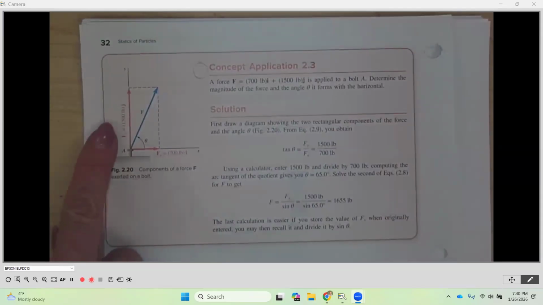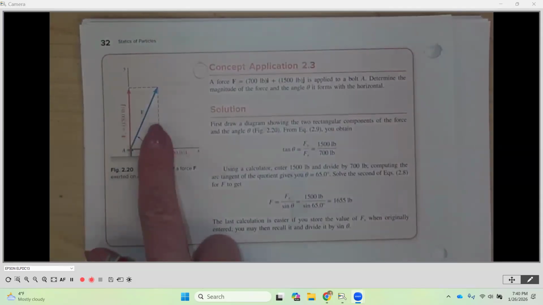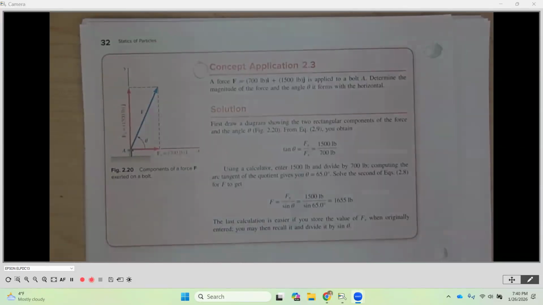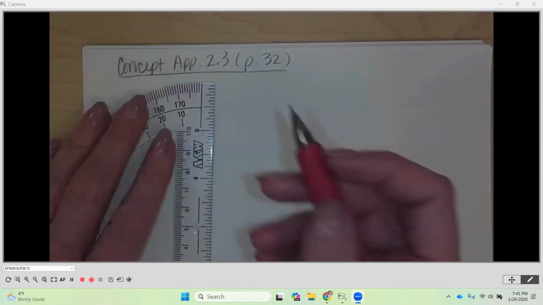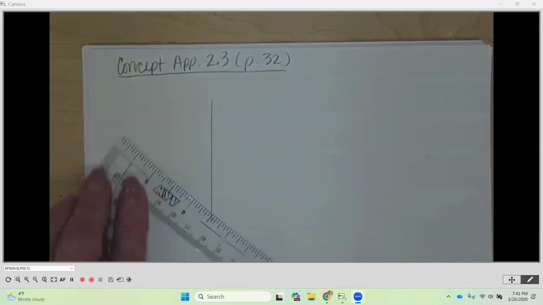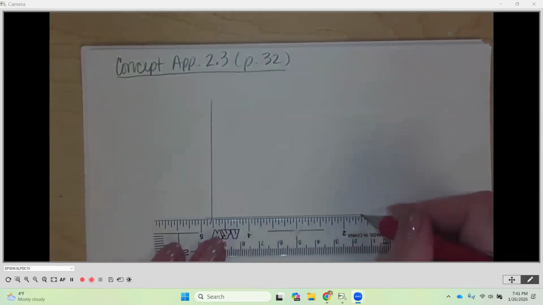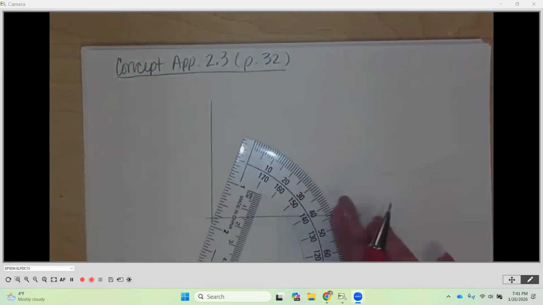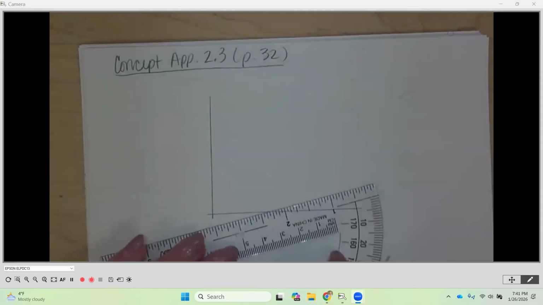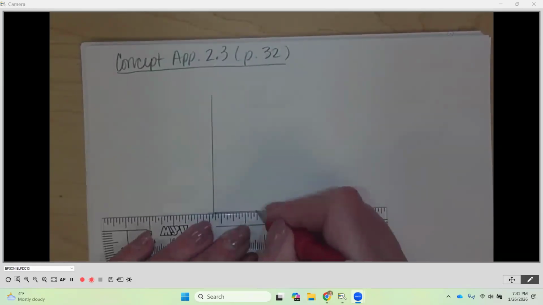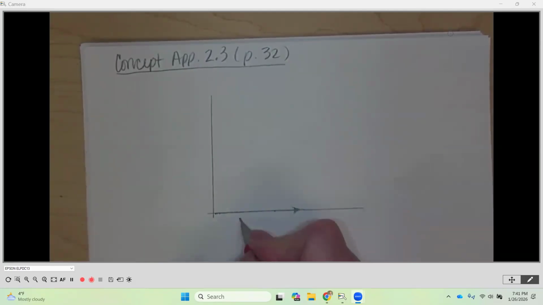So this time we're given the X and the Y components, and we want to actually find the force, or the resultant force, or the one force that would replace those two. So we're going to start out by drawing our diagram. We have an X and a Y component. So I'm going to first draw my X component, and that is 700 pounds. So this is going to be Fx is equal to 700 pounds.